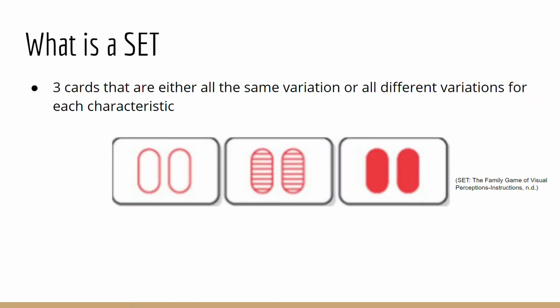Now we can talk about what a set is, which is basically the entire game. A set is 3 cards that are either all the same variation or all different variations for each characteristic. As you can see here we have 3 cards that are in fact a set, because they're the same in the color, the shape, and the number of symbols. They're all exactly the same, and the one thing that they're not the same in, they're all different from each other, and that's the fill. If 2 things are the same and 1 is different, then it cannot be a set. But if they're all different or all the same, then it can be a set.